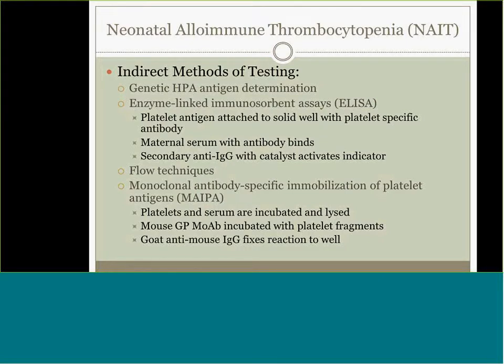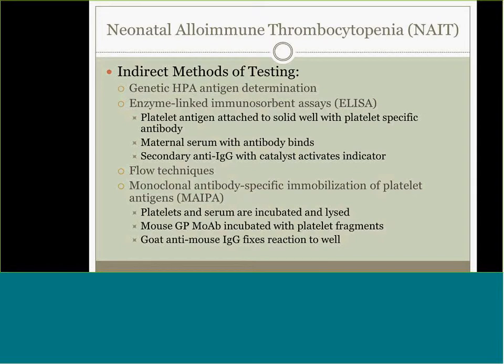So testing, there are indirect methods of testing that we can do to assess your HPA or any discordances between mom and dad. So there's genetic HPA antigen determination. We can send DNA samples from mom and dad. There are ELISA tests where you have platelet antigen attached to a solid well, attached with a platelet-specific antibody, and then you see where maternal serum binds. Because the secondary anti-IgG with a catalyst activates some sort of indicator, usually colorimetric, it will tell you which antigen mom is binding to.